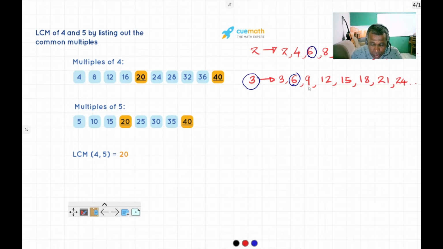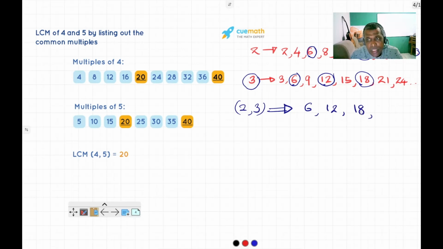Next I go forward. 9 is not there. 12 is here, and 12 is also there. 12 is common for both. Again it's coming. 18 is also there. So what are the common multiples for 2 and 3? Common multiples for 2 and 3 are 6, 12, 18. So can we continue? Yes, of course.